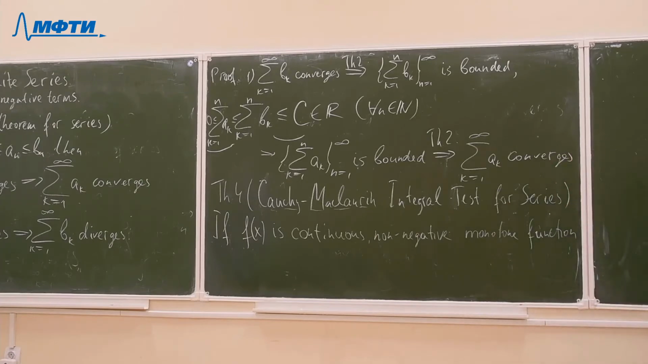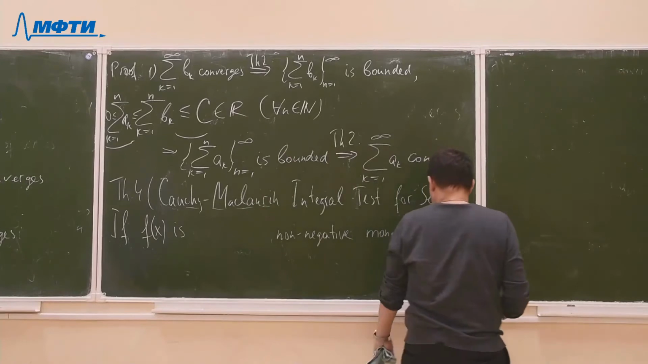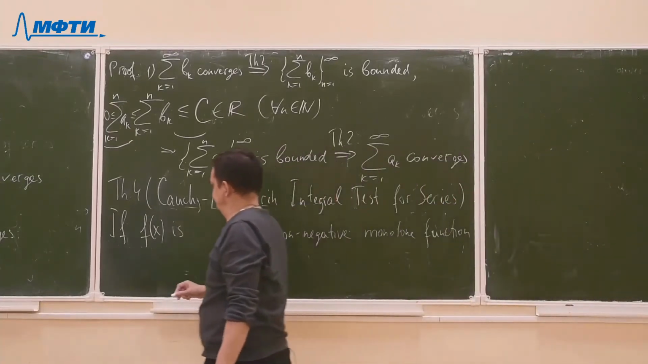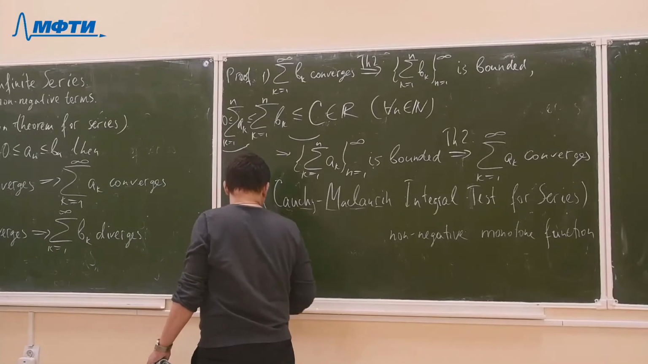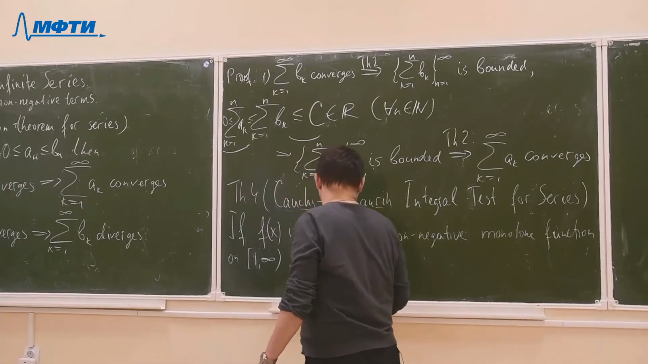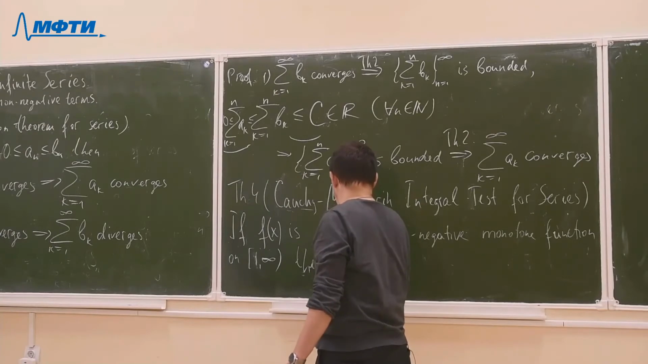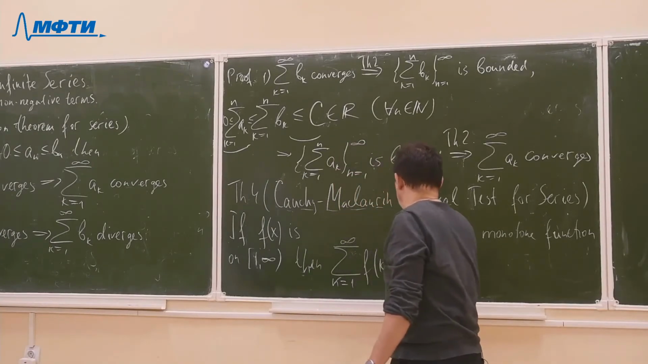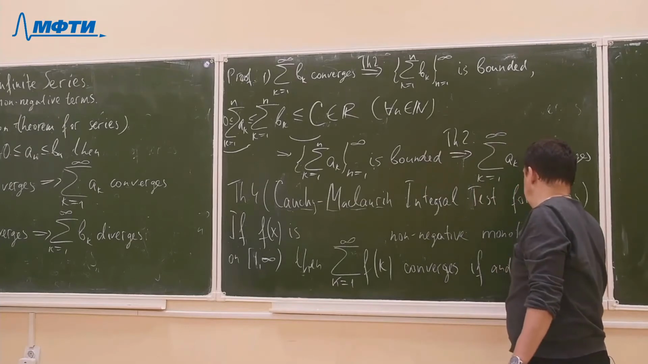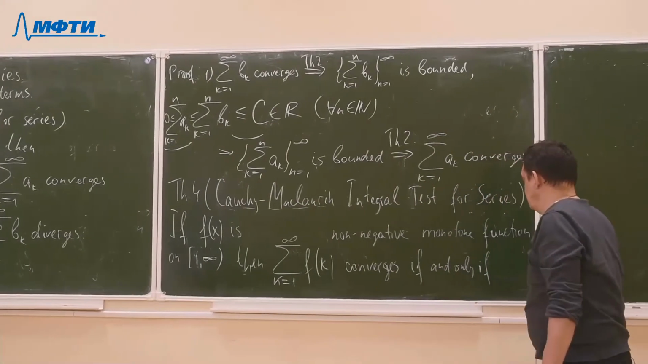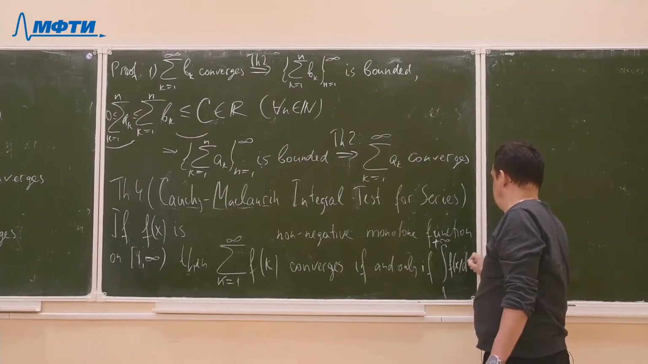in fact, I don't need continuity, is non-negative monotone function on 1 to infinity, then the series k from 1 to infinity, f of k converges if and only if improper integral from 1 to infinity f of x dx converges.